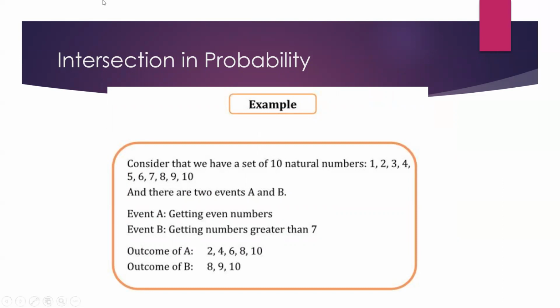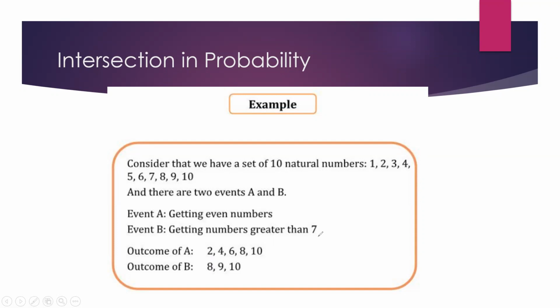So now consider a set of natural numbers, say 1, 2, 3, 4, up to 10. And there are two events. Event A is getting even numbers and event B is getting numbers greater than 7. So let us get that now. Getting even numbers, what are the even numbers from 1 to 10? 2, 4, 6, 8, 10. Getting numbers greater than 7 means 8, 9 and 10, right? So I have written the outcomes of A and B.